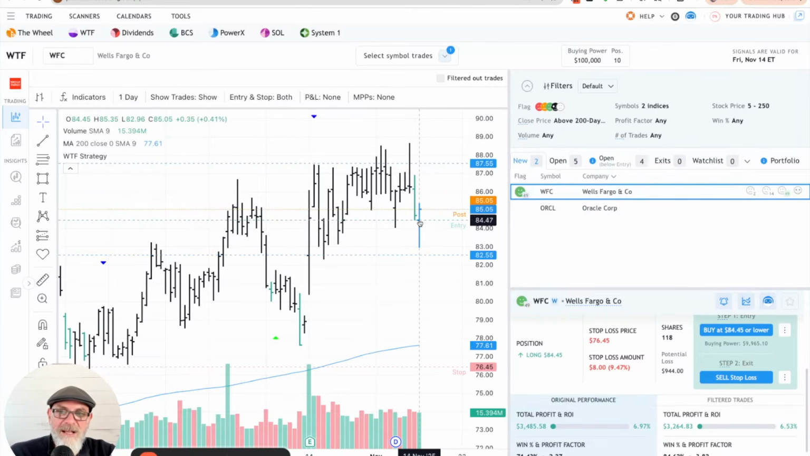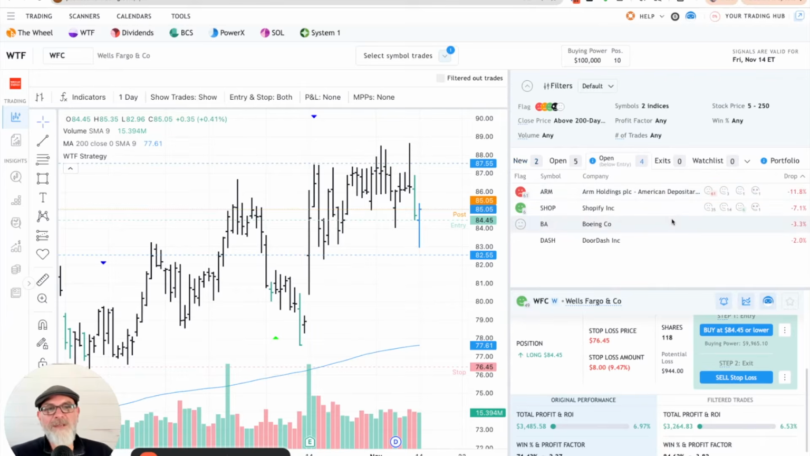So today I got in around 84.45 and right now it's up 50 cents. That works for me. Nice quick one-day trade on this oversold condition that PowerX Optimizer identified as a nice high probability trade for us. I also went to the OBE list.